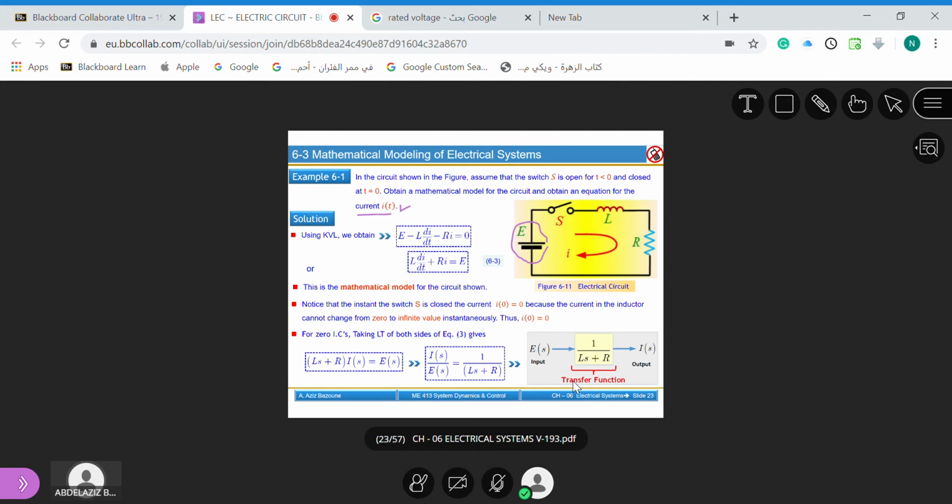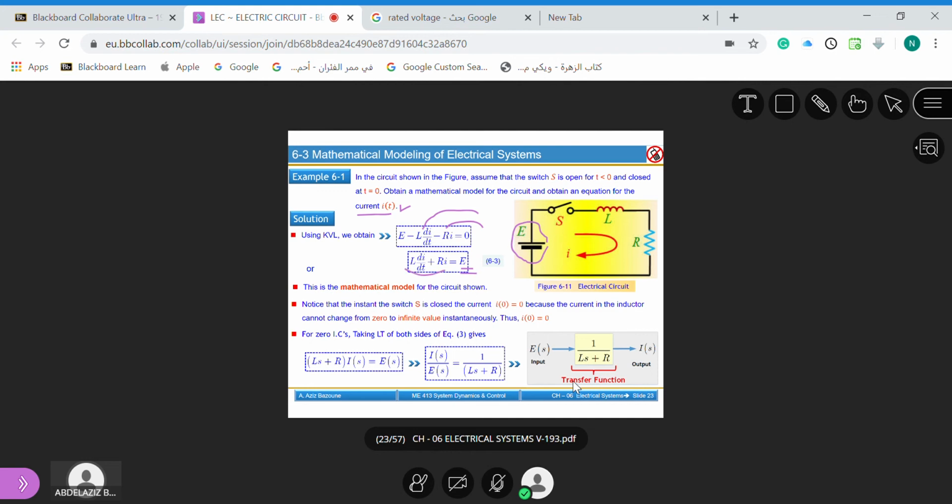Using KVL, E minus L di over dt minus Ri is equal to 0. Or simply you can write it like this. Take this to the other side, and you will end up with L di over dt plus Ri is equal to E. Now, Shabab, the voltage is the input, and the output is I.